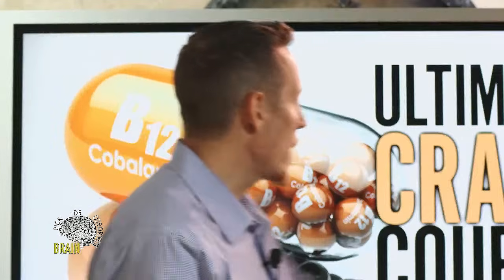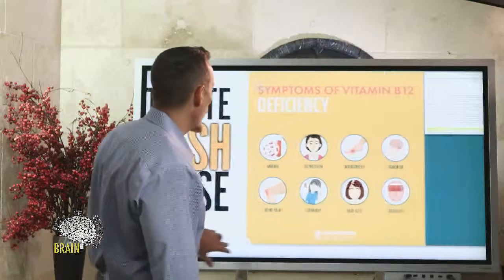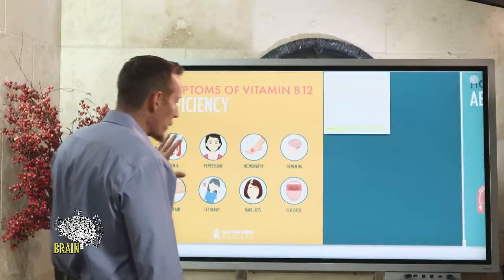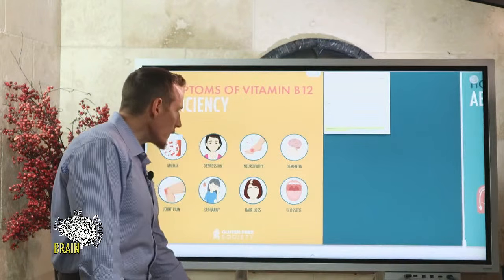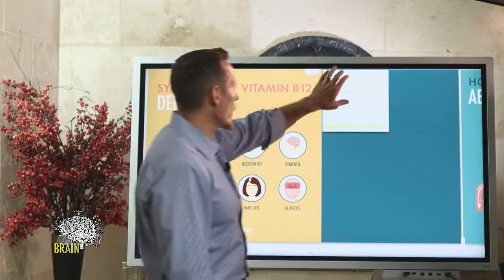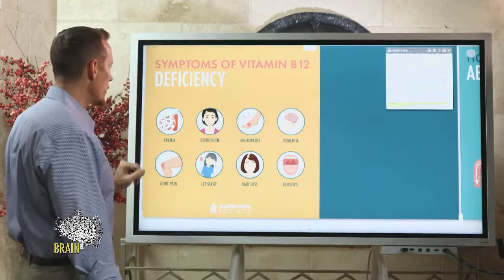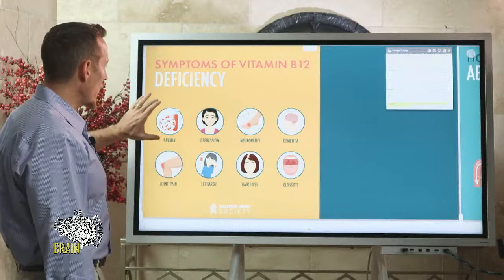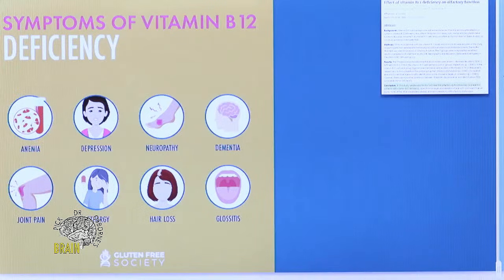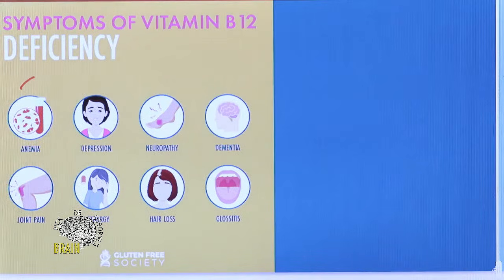Let's dive into vitamin B12. Now, we're going to start with symptoms. And so what we're looking at here in this diagram are some of the major symptoms that we see. So you've got here anemia. Now, with anemia, there are different kinds of anemia that can occur, but the most common, most well referenced is something called megaloblastic anemia. What does that mean?